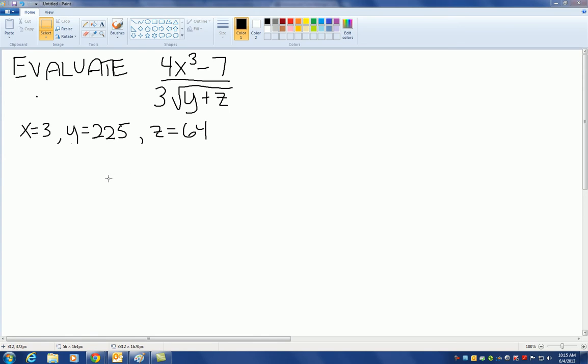Well, the first part of this is pretty straightforward. We simply replace the x with 3 and the y with 225 and the z with 64.